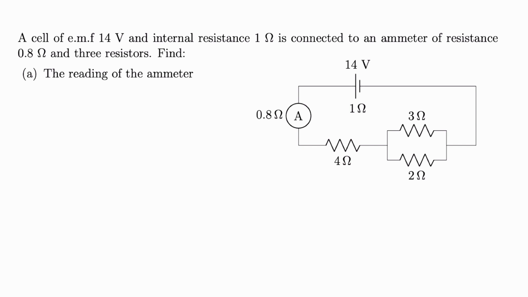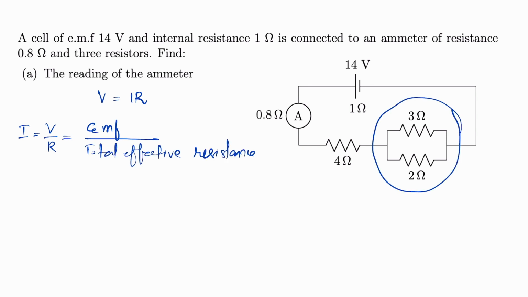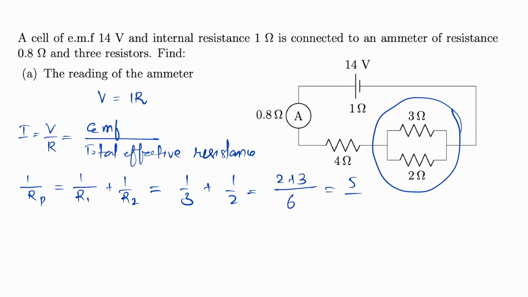So the only formula which we will use throughout the problem will be Ohm's law, which is V equal to IR. Since we have to find I, I is equal to V by R, where V is equal to EMF and R will be the total effective resistance. In order to find the effective resistance of a parallel set of resistors, we'll use the formula 1 by Rp is equal to 1 by R1 plus 1 by R2, which is equal to 1 by 3 plus 1 by 2. Take LCM, 2 plus 3, 5 by 6. So Rp will become 6 by 5, which is equal to 1.2 ohms.